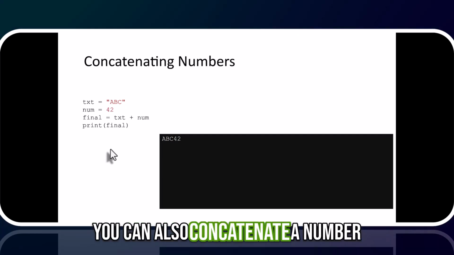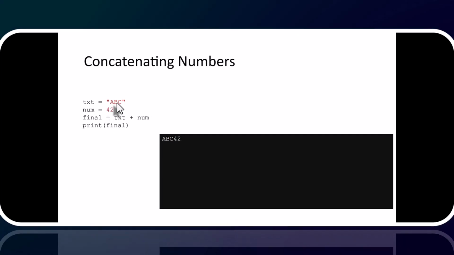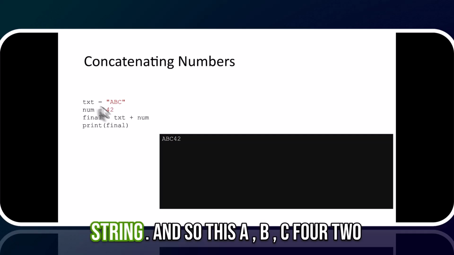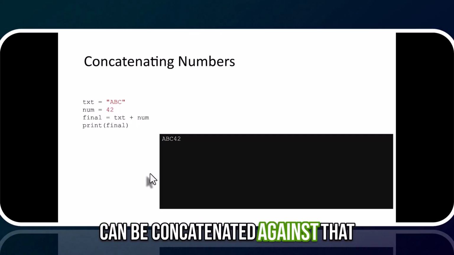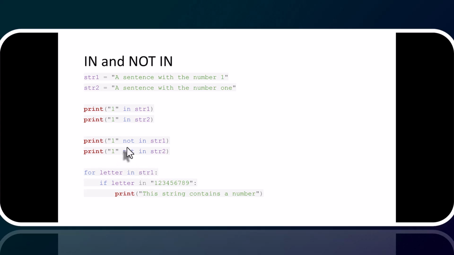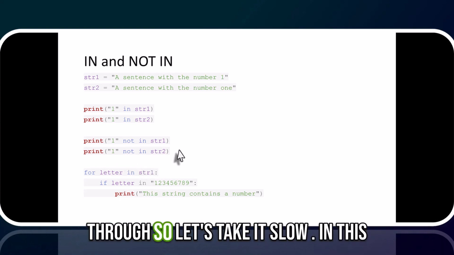We can also concatenate a number to a string, and so this ABC42 can be concatenated against that. This one's a little tricky to walk through, so let's take it slow.